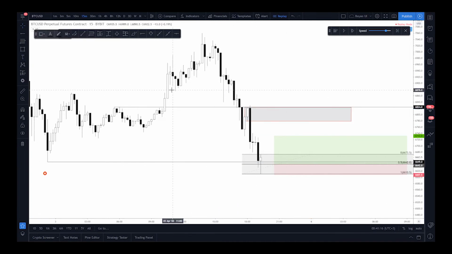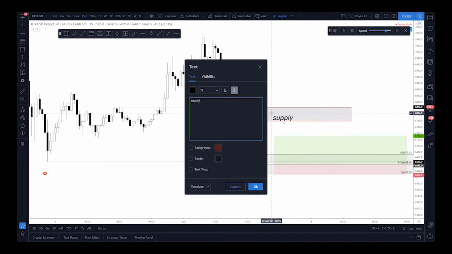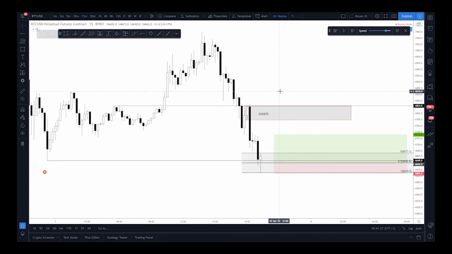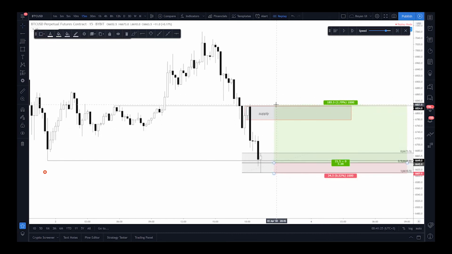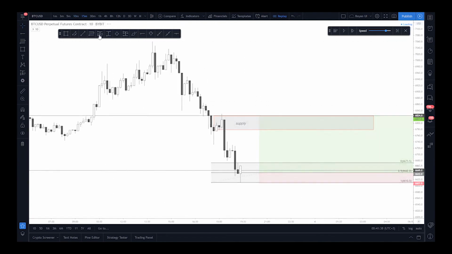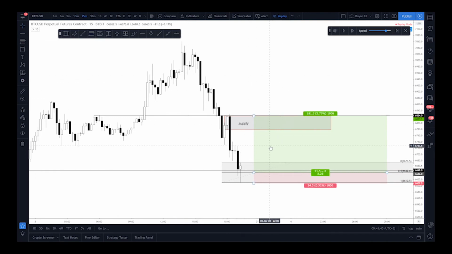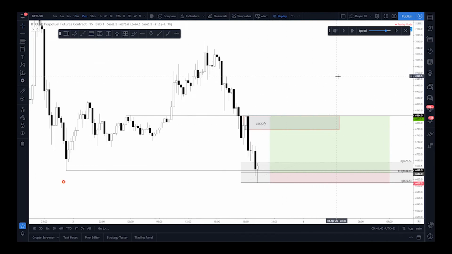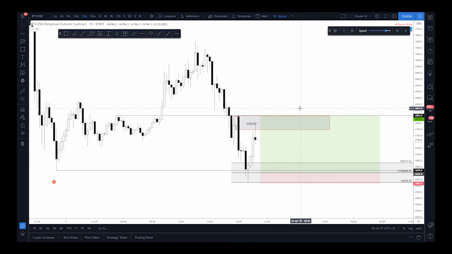So that's the supply zone right here. And we have this as a target. This actually provides us with a setup that has close to 5 risk to reward ratio, which is a pretty good risk to reward ratio. If we want to play this setup, it should look like this. So when we have framed this setup, let's just see how the price responds.